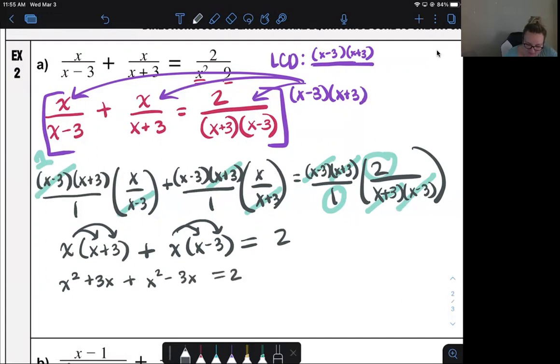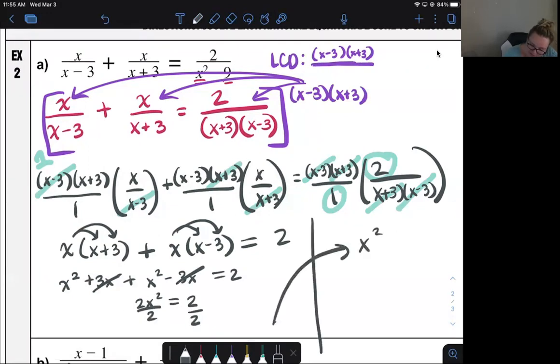Then we have 3x minus 3x cancels. x squared plus x squared is 2x squared. 2x squared equals 2. Divide both sides by 2. We get x squared is equal to 1.